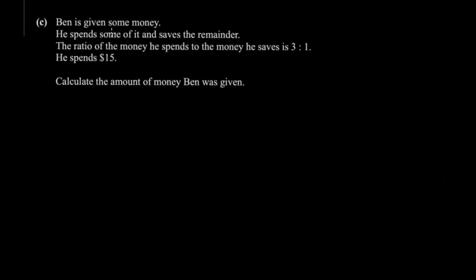Next question says, Ben is given some money. He spends some of it and saves the remainder. The ratio of the money he spends to the money he saves is 3:1. He spends $15. Calculate the amount of money Ben was given.